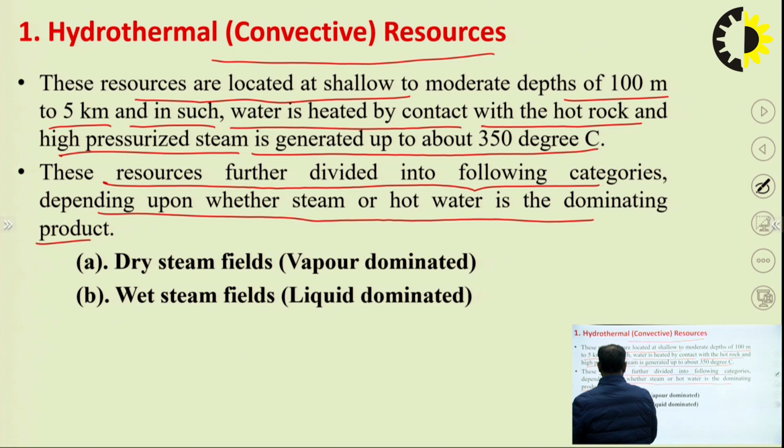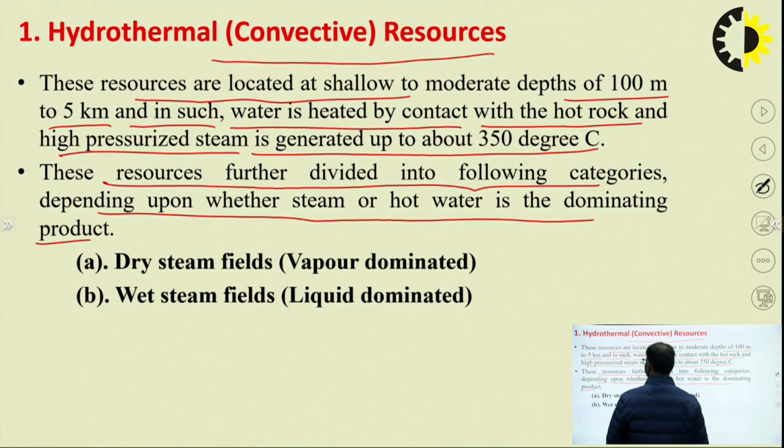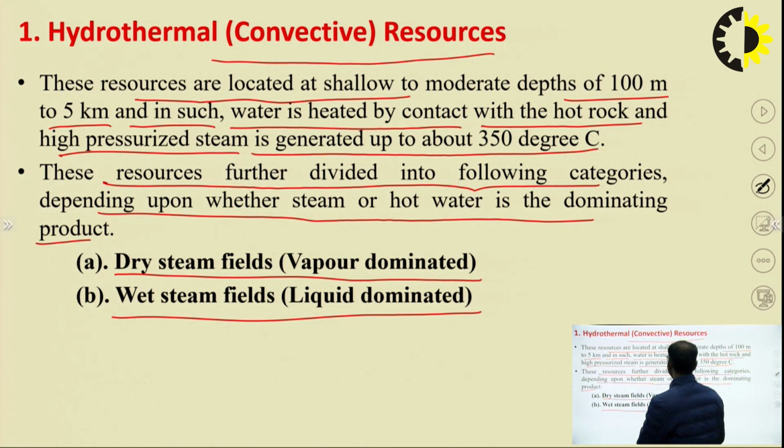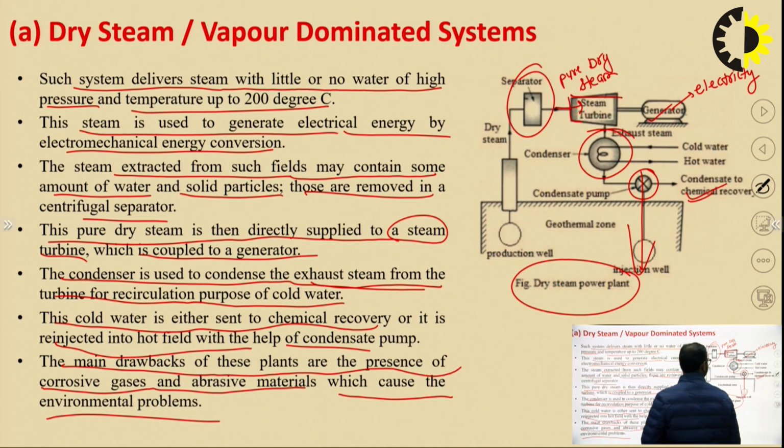These resources are further divided into the following categories depending upon whether steam or hot water is the dominating product. So with the help of the dominating product, whether steam or hot water, hydrothermal convective resources are classified into dry steam fields, or vapor dominating, and wet steam fields, or liquid dominating. Vapor dominating fields are called dry steam fields and liquid dominating fields are called wet steam fields. And with the help of hydrothermal resources, we can generate temperatures of about 350 degrees Celsius. In the subsequent slides, I will discuss what dry steam fields and wet steam fields are. So what are dry steam fields?